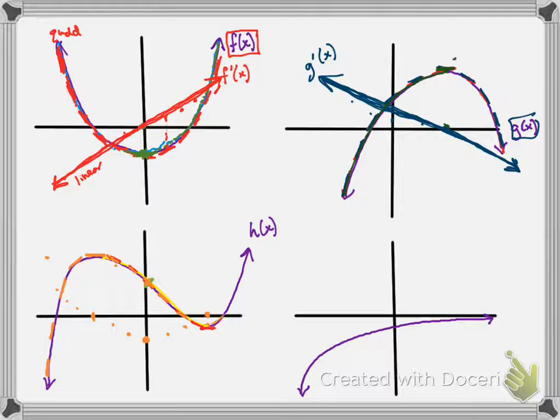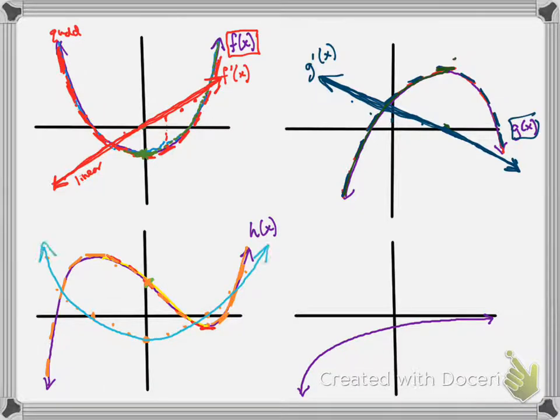Now on this interval here, the function is increasing the whole time, so we expect h prime to be positive. It's a little bit positive, a little more positive, a little more positive, and the pattern continues. And if we put all this together, then h prime of x should look something like this.